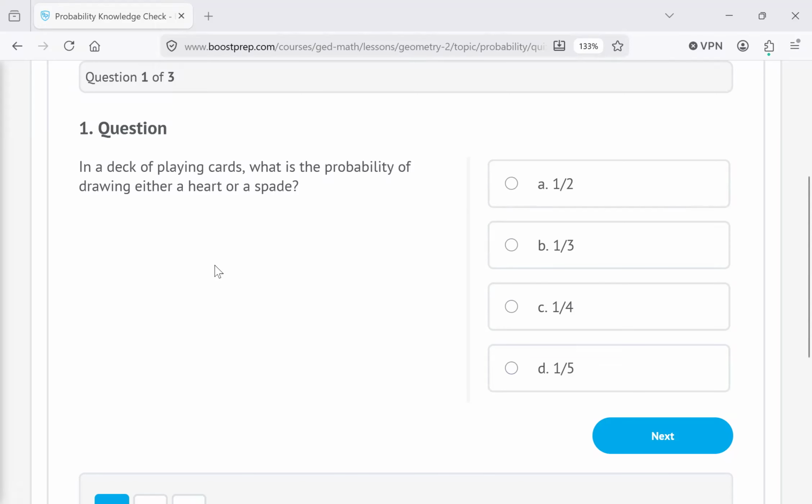Okay, so the first thing I want to talk about is what is probability. So, you've probably seen this before.